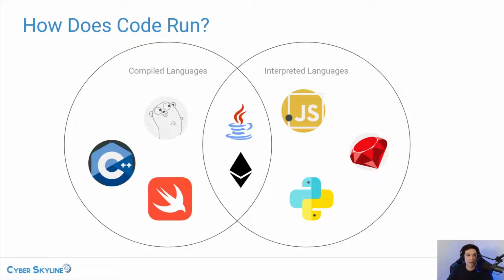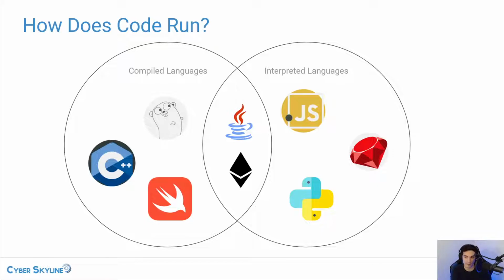Now, on the right side, we have what are called interpreted languages. These languages take human readable text and give it to something called an interpreter. So you will write a JavaScript file, you might write a Ruby file, and this text is sent to an interpreter. And while a compiler will convert the human readable text and create computer code, the interpreter will take the human readable text and run the code.